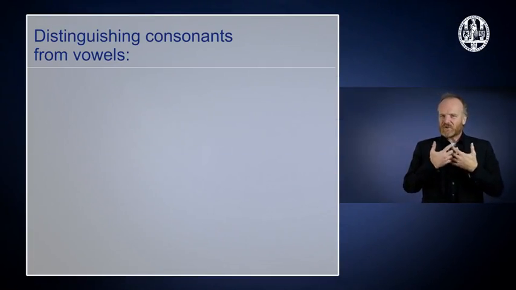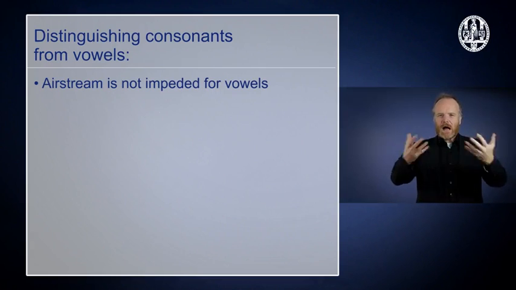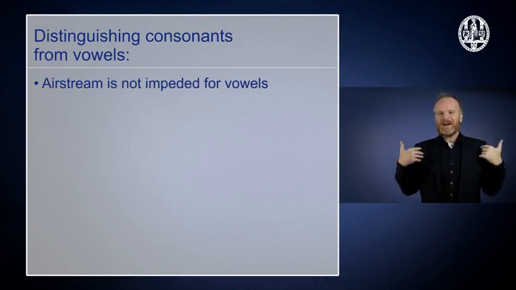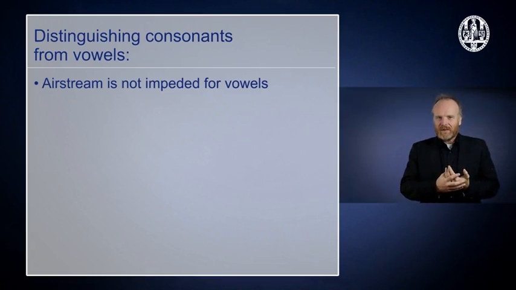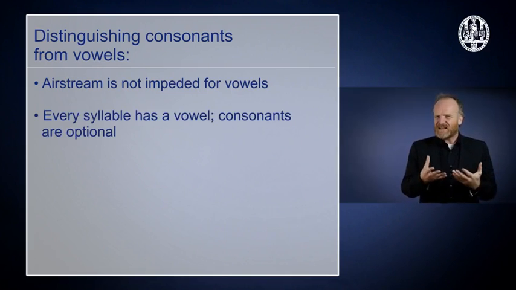The first is that in the production of vowels there's no impediment in the airstream. If I say a vowel, ah, my mouth is just open and the air goes out unimpeded. Another distinction is that in many languages, every syllable has at least a vowel, but not necessarily a consonant. So, O is a possible word or syllable of English, but T is not. So we can use a vowel to make a syllable, but not just a consonant. That's very common in many different languages.